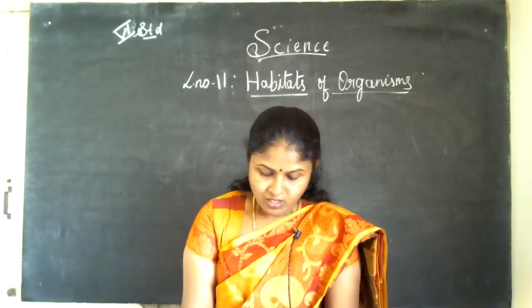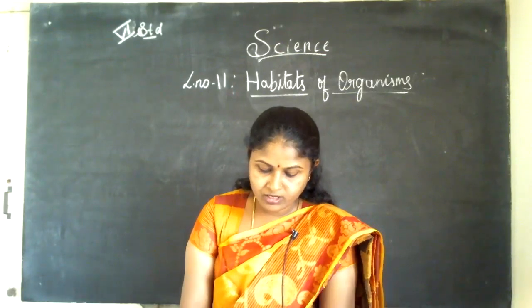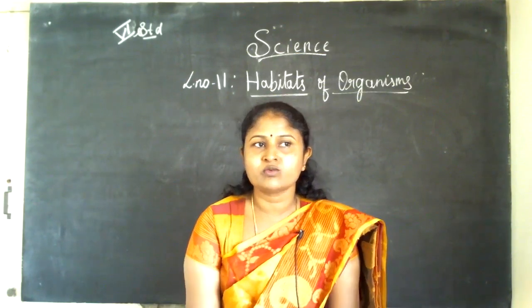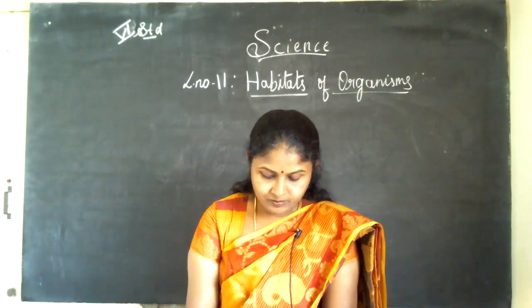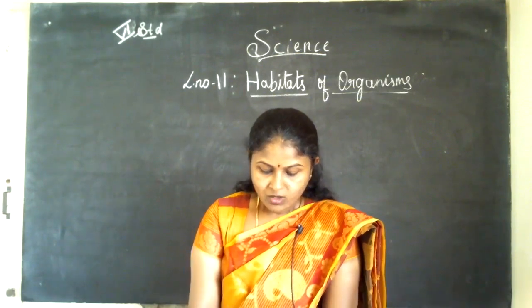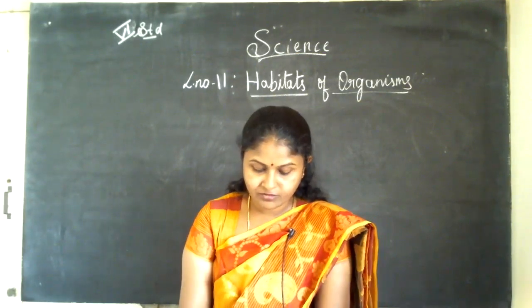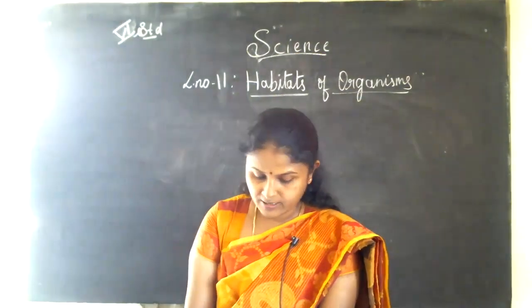Freshwater habitats include streams, rivers, ponds, and lakes. Why are they called freshwater habitats? Because this water is always flowing. Water hyacinth, various types of fishes, and water bugs are some examples of organisms found in freshwater habitats.